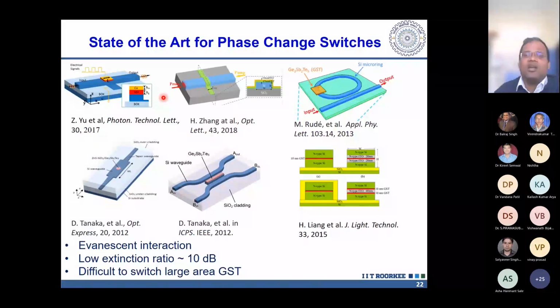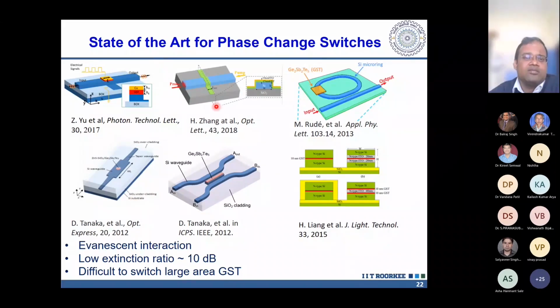State of the art about these phase change switches. People have been investigating it for a long time, around 2015 or so. It's not that long, but still there were some papers even from 2012 or so. But it's a relatively new field. Nine or ten years is nothing in the research field.